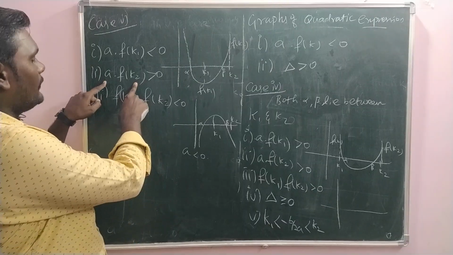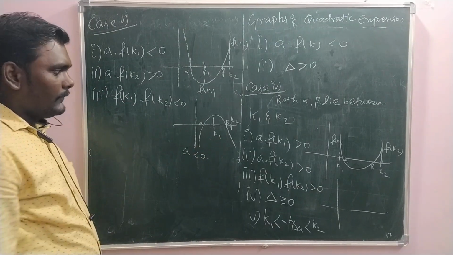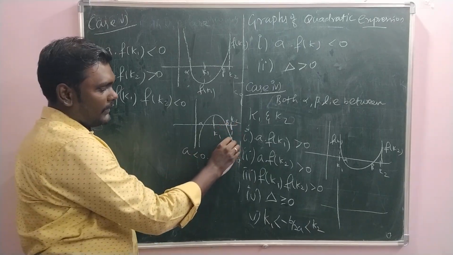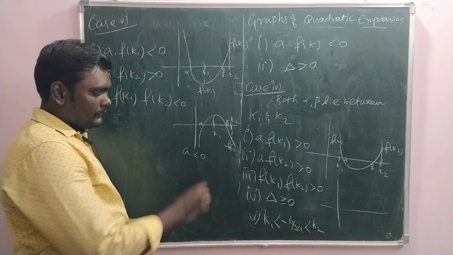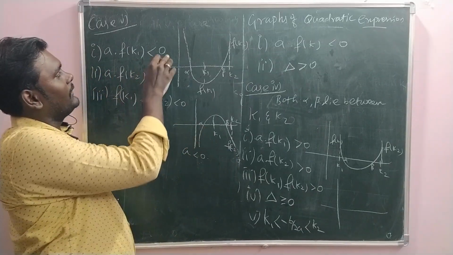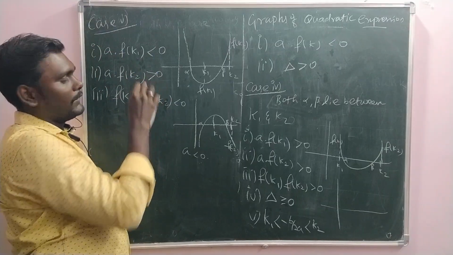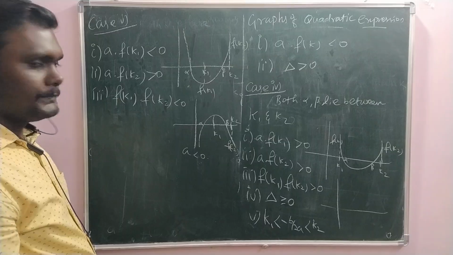Here also, both are negative, man. Here, f of k2 is negative, a is negative. A is negative, f of k1 is positive. So this is negative fully. This is positive. What about k1 into k2? F of k1 into f of k2.